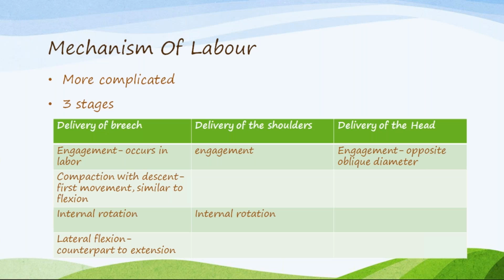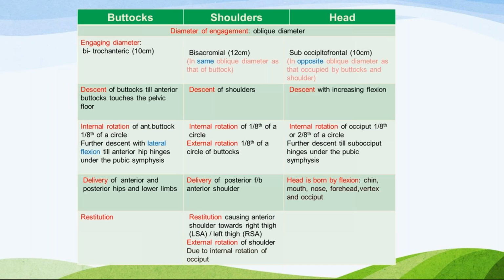So how will the shoulder deliver? Again, the shoulder is in the same direction, as it is also a breech. Again, the same internal rotation will occur. Here the engaging diameter is biacromial, while here it is bitrochanteric. The acromial process of the shoulder will come in the same direction as well. Descent occurs again gradually, and again the same internal rotation will occur.